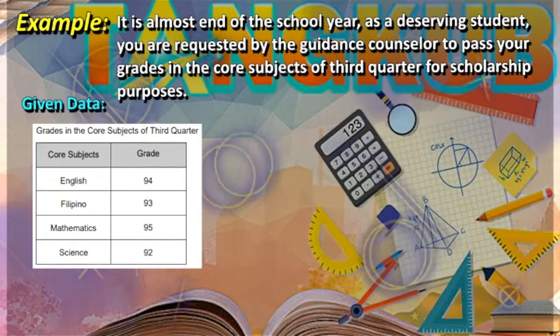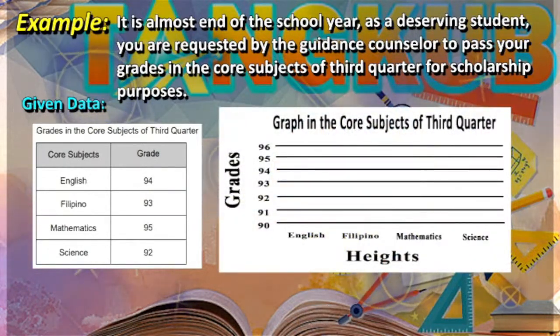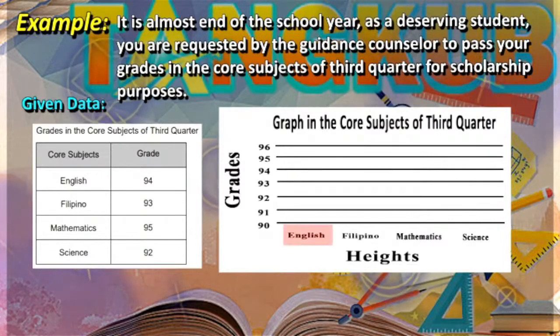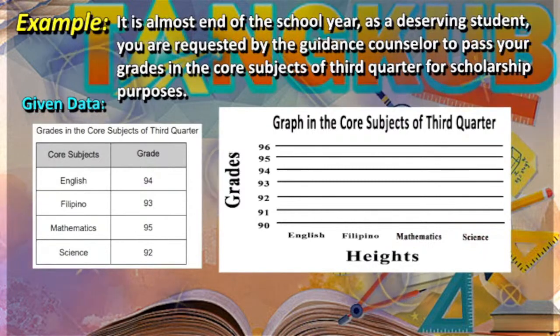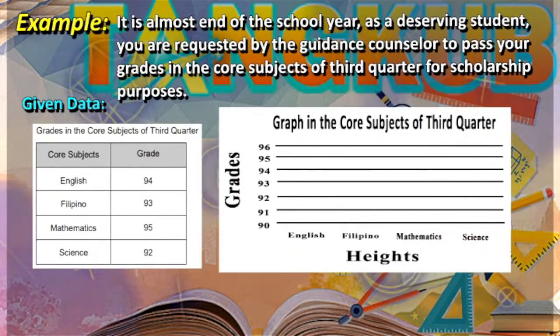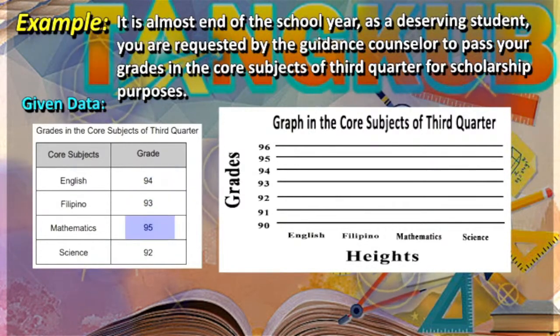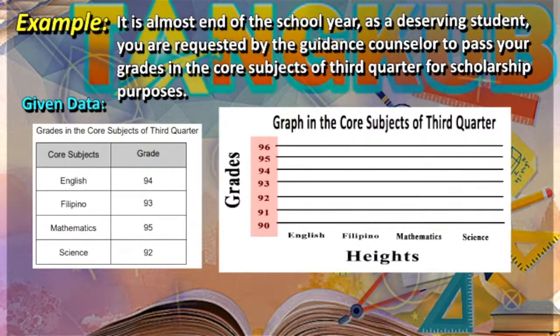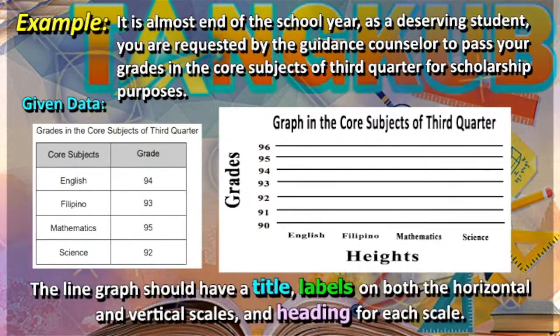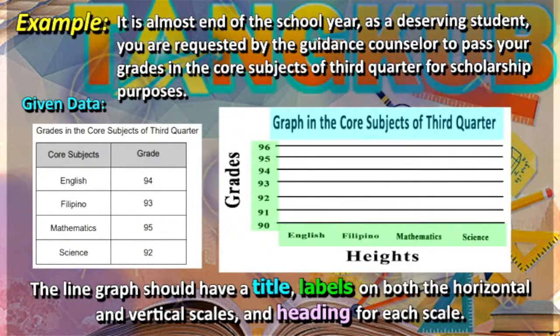Given this illustration, on the horizontal scale, we now have the categories English, Filipino, mathematics, and science. Now the vertical scale is the frequency. Since in the given data the frequencies are 94, 93, 95, and 92, then in our vertical scale we could have 90 to 96. Note, the line graph should have a title, labels on both horizontal and vertical scales, and a heading for each scale.